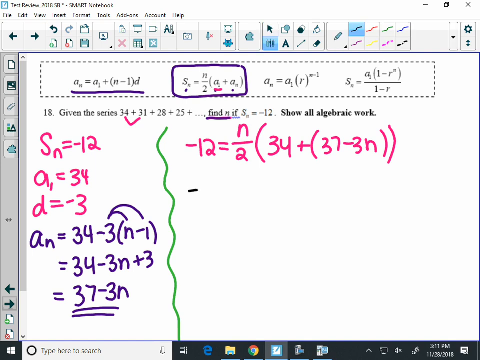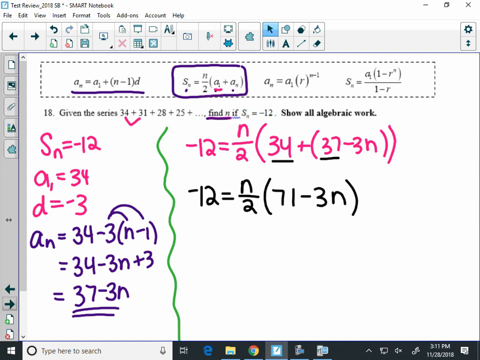So let's just simplify what we have. Negative 12 equals n over 2 times 34 plus 37, which is 71, minus 3n. Right? That's a little bit better. Now what we need to do is solve this equation for n. It's just an equation here.